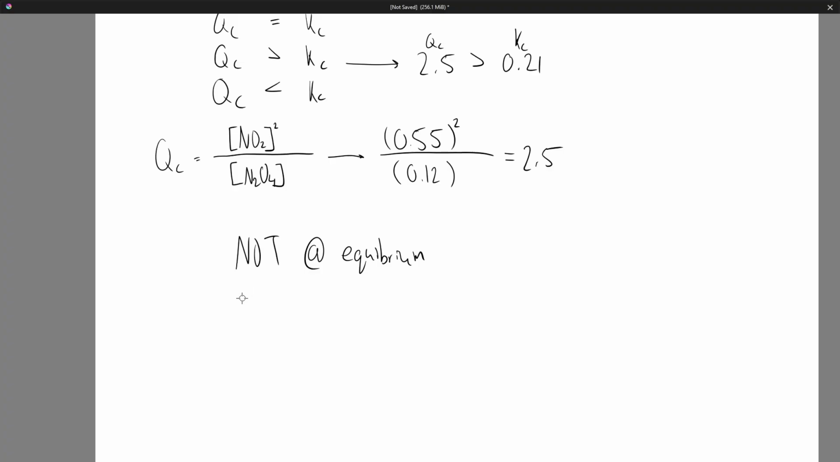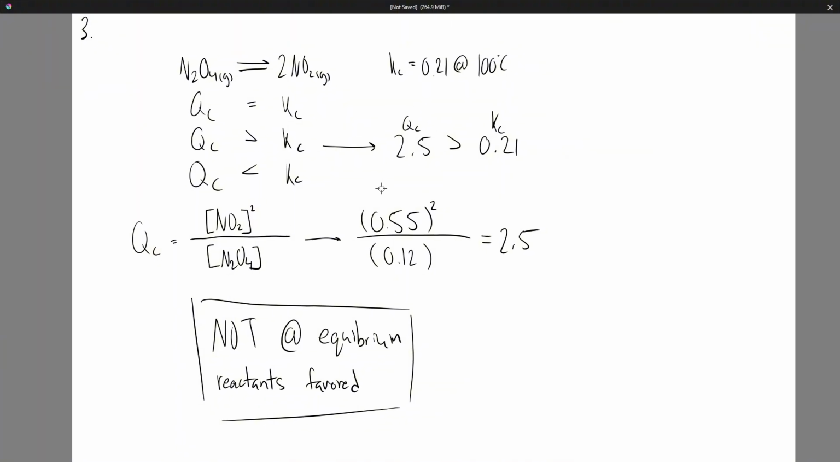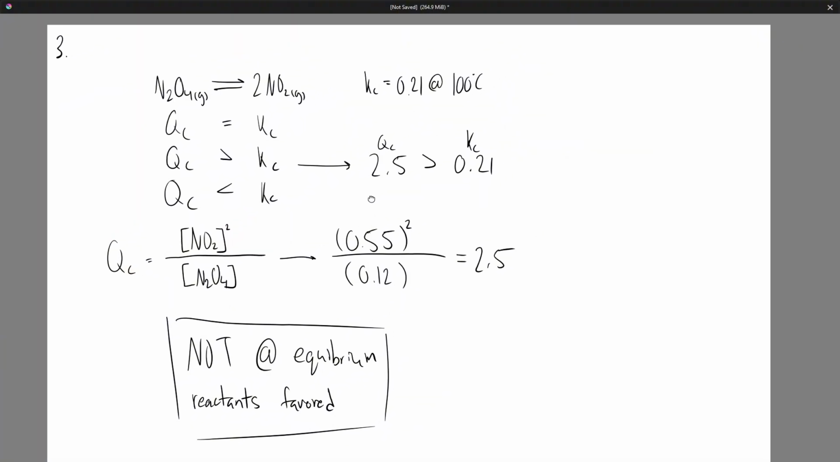And you also put reactants favored, since it asks in which direction it will progress. You just want to state which side is favored, basically. So that'd be your answer, along with all of this too, because you want to show your work for this stuff. That should be it for number 3.